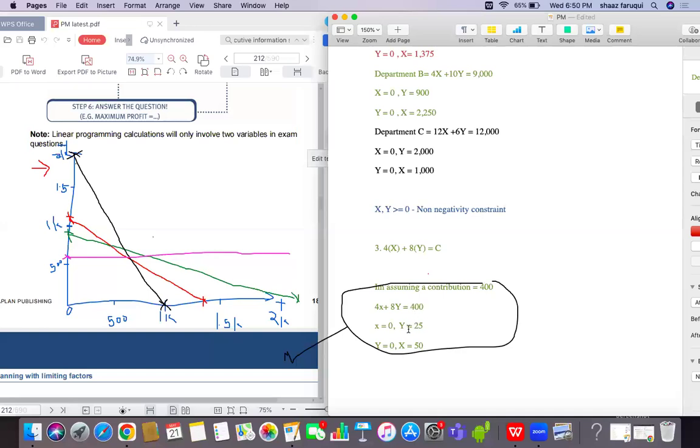4x is equal to 400. So if x is equal to 0, y is equal to 400 divided by 8. How much is 400 divided by 8? 50, correct? And if y is equal to 0, x is equal to 400 divided by 4, which is 100. This is better, I feel.